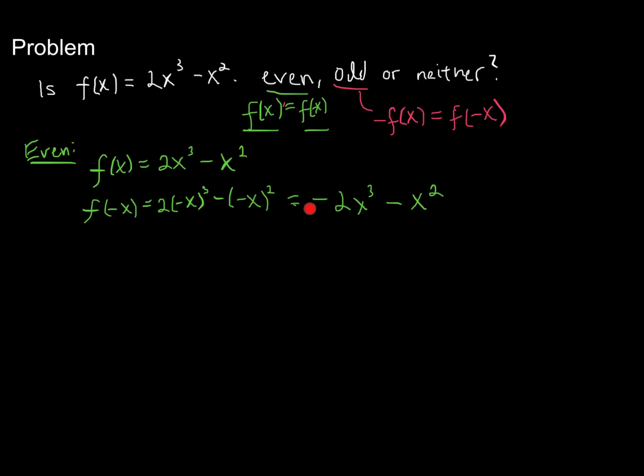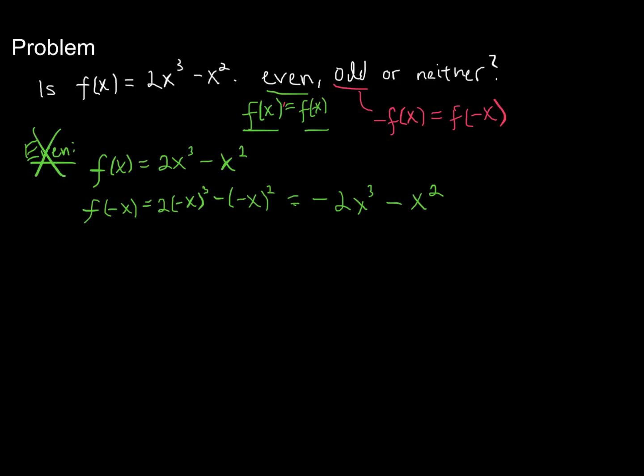Well, is this the same as this? Certainly not, right? This value here is negative 2x cubed, and this value over here is 2x cubed. So those are not going to be equal, right? Because x is the same, so when you cube x, multiply it by 2, and then multiply it by a negative, that'll be different than when you cube x and then just multiply it by 2. So it's not even.